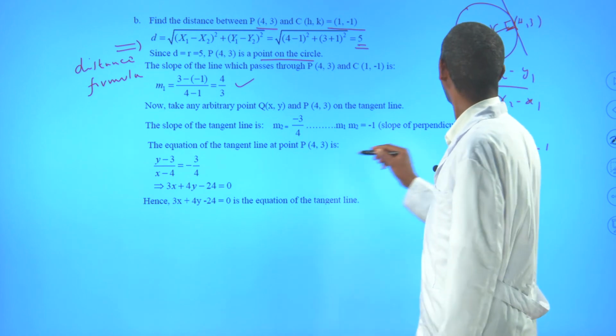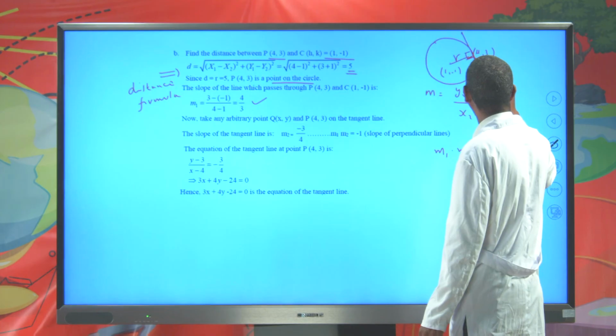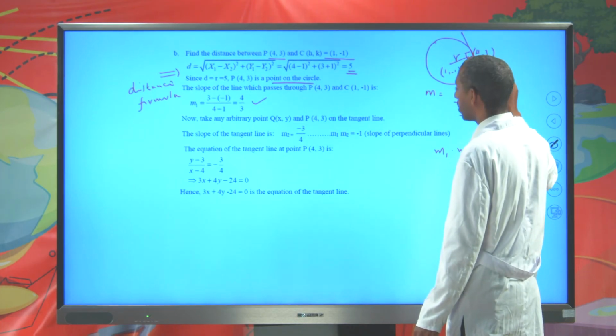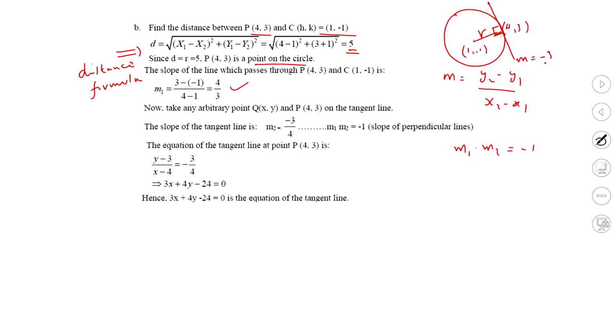So the gradient of the tangent line, m of the tangent line, is -3/4. If you want, you may also use this calculation. It still gives you the same answer, -3/4. So that's the gradient of the tangent line.